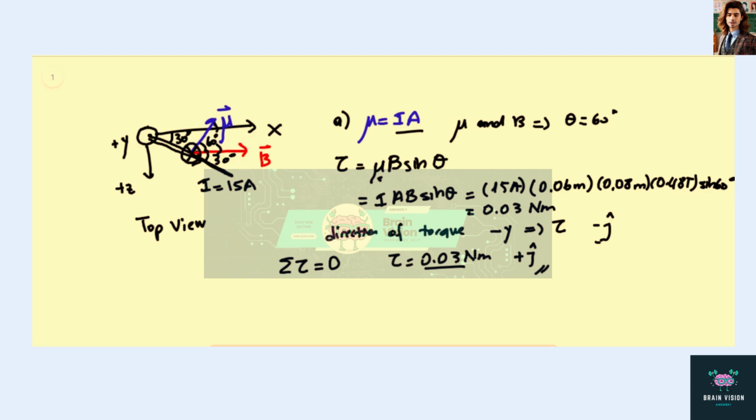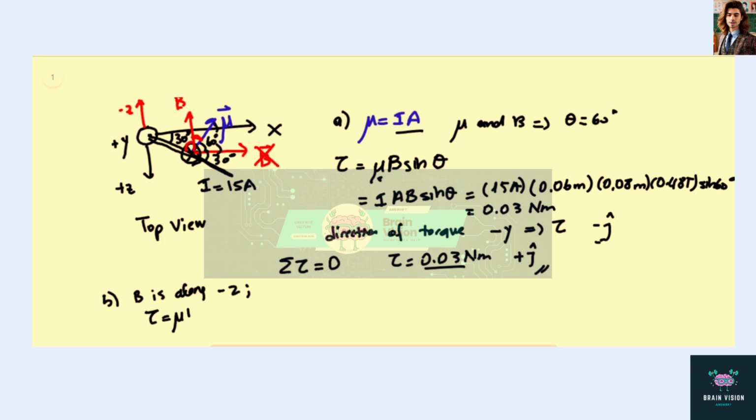So in part B, what we have is what happens if the magnetic field is now along negative z direction, then what would change instead of having the B along positive x direction? So this is negative z direction, right? So if our B this time goes up like this instead of going along negative x direction, then the angle between mu and B, as you can see, this is 60 degrees, so this portion is going to be 30 degrees.